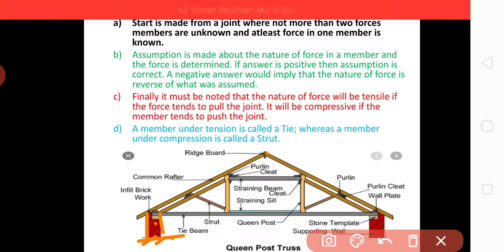Straining beam, this is the straining beam, then straining sill, this is the straining sill, this is a purlin, purlin cleat. Cleat means a joining member, which is joining the purlin with the structure. This is a wall plate, this is a rafter. This way you can analyze; you can go through the internet and find all these figures in detail.